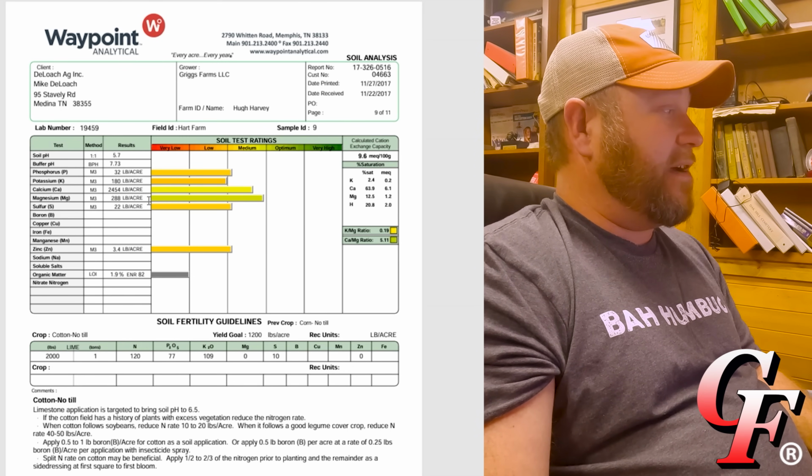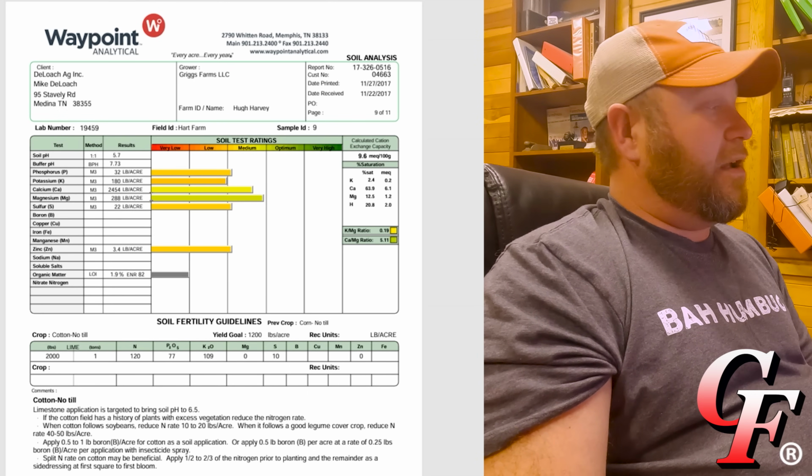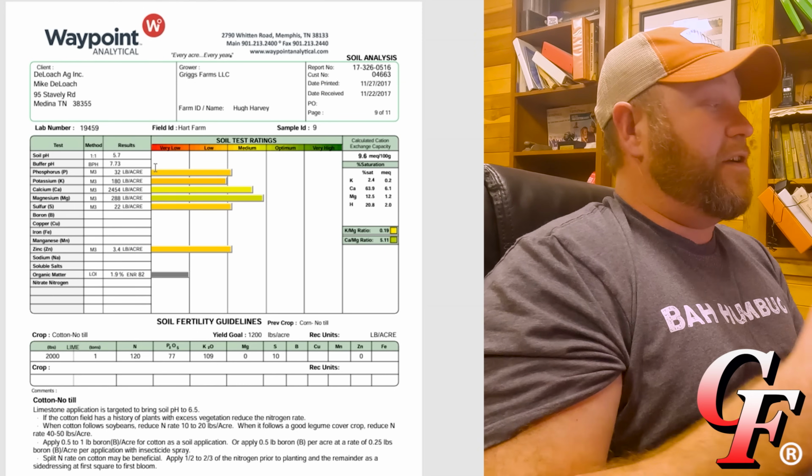your phosphorus, potassium, calcium, and magnesium. And if you notice, there's one critical nutrient that's missing on here, and that's your nitrogen. And that's because a soil test is pretty much useless to determine your nitrogen needs, because nitrogen is extremely mobile in the soil, and there's really no use of testing for it. You know, nitrogen does not attach to anything in the soil.